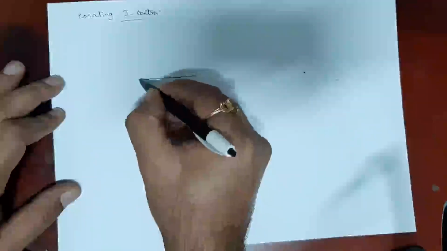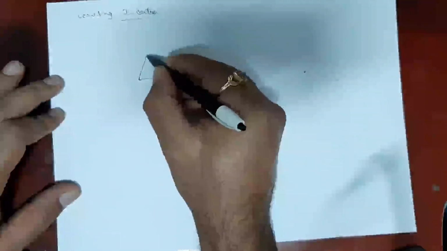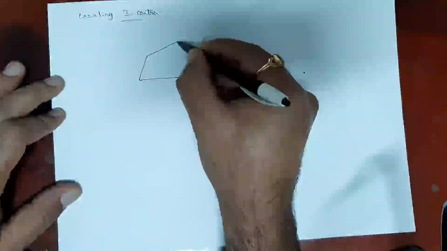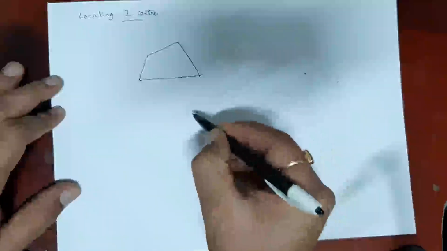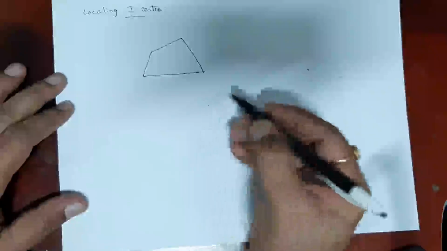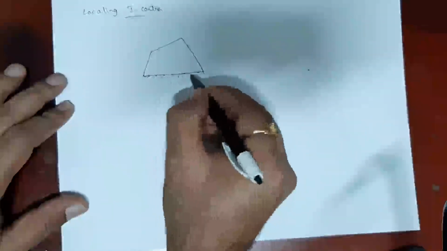Actually, I'm taking a 4-bar mechanism here. Okay, so this is one link, and this is another link. Okay, so this is a 4-bar mechanism, and this link is fixed.